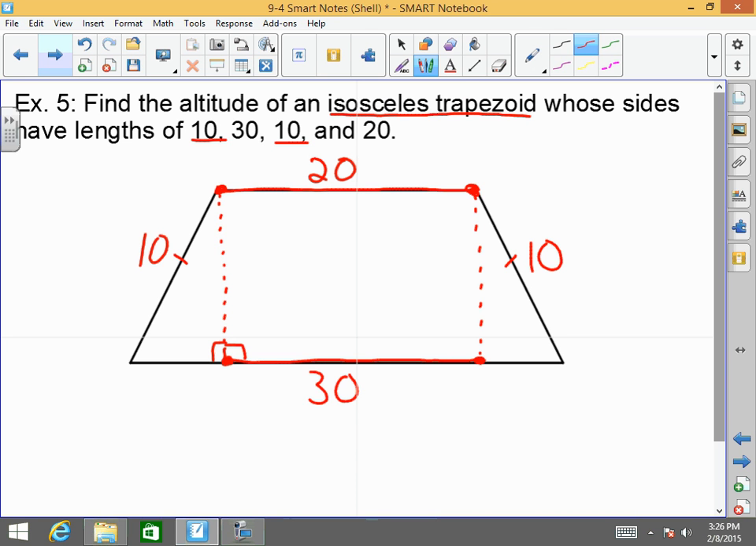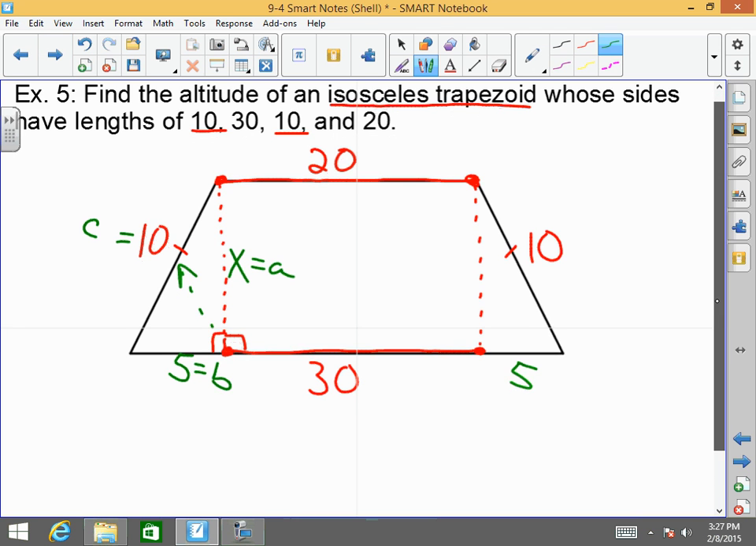So that means that these 2 lengths have to be 10 in total. Since we're talking about isosceles trapezoids here, we know they're going to be split down the middle. So this is going to be 5, and this will also be 5. Okay? And I want to find the height. So in this particular case, I can call x A, I can call 5 B, and 10 is my C because it is opposite the right angle. So that is my hypotenuse.